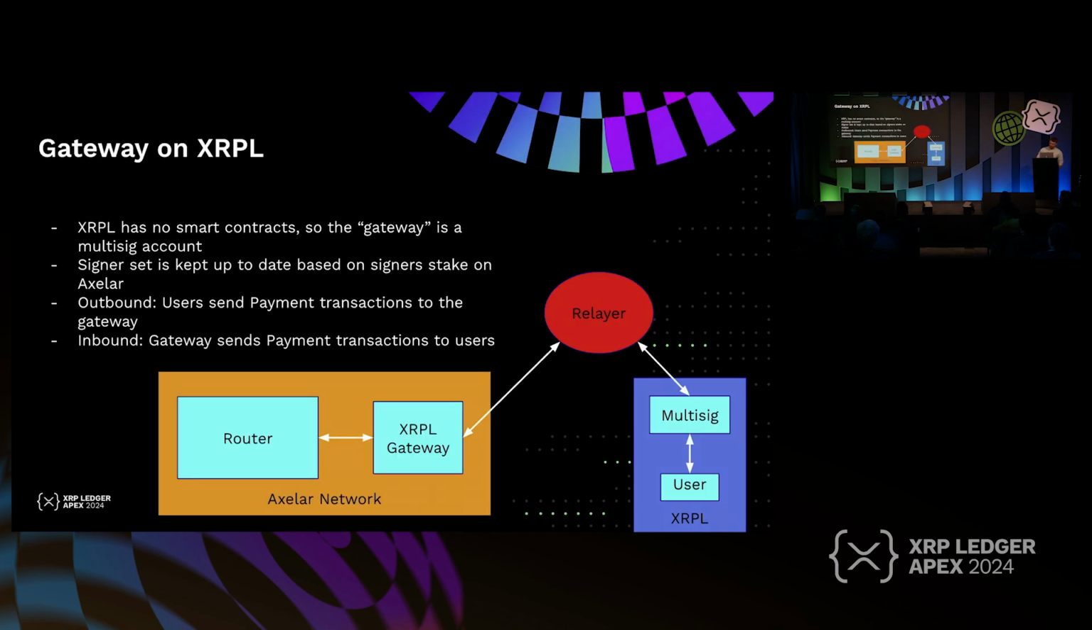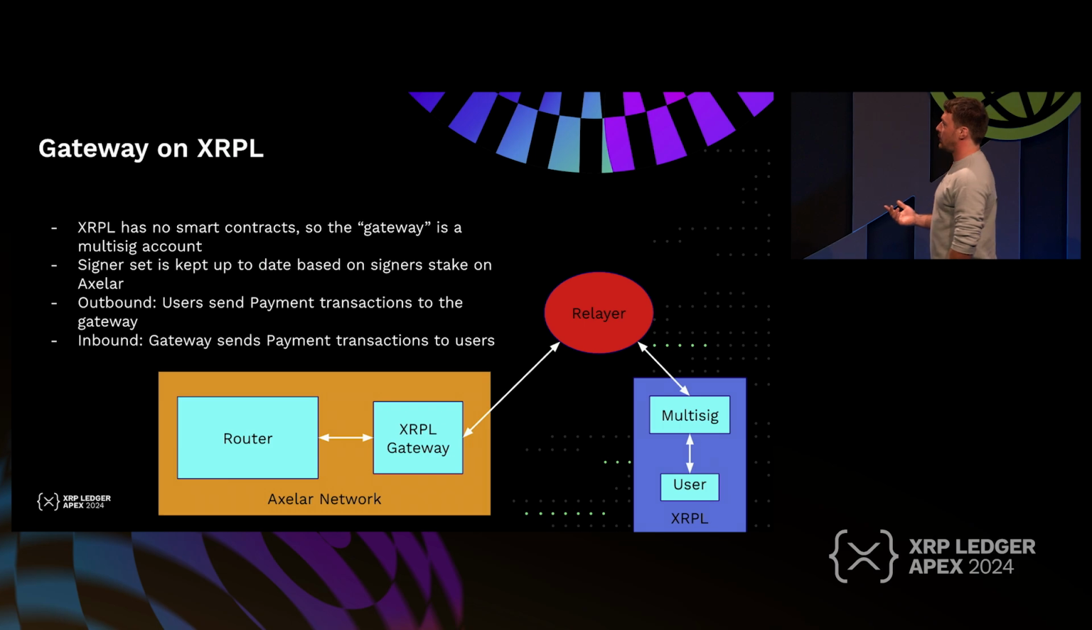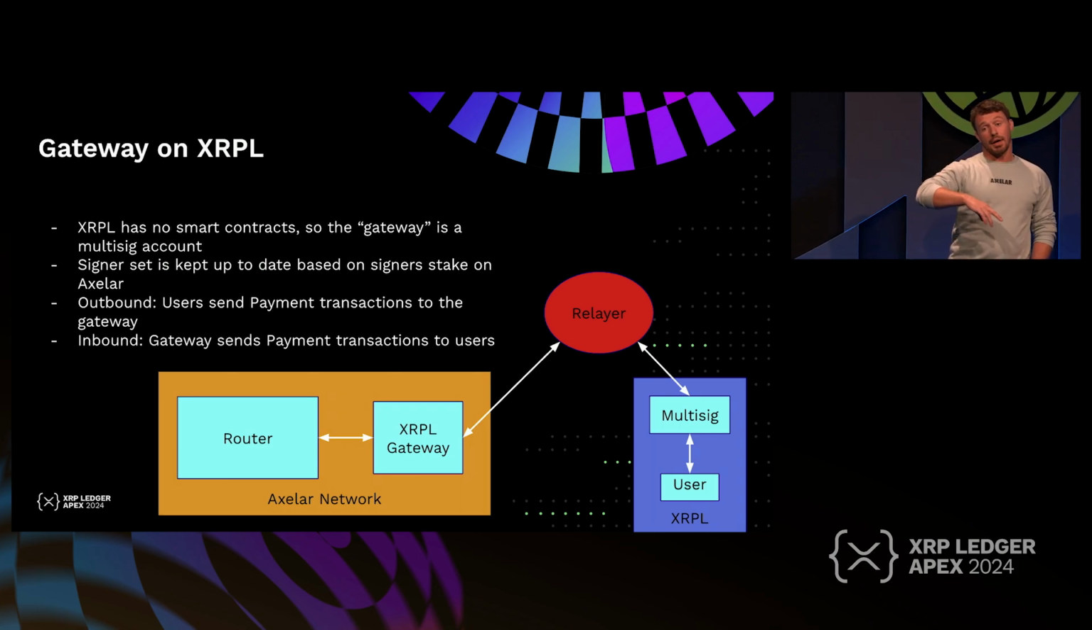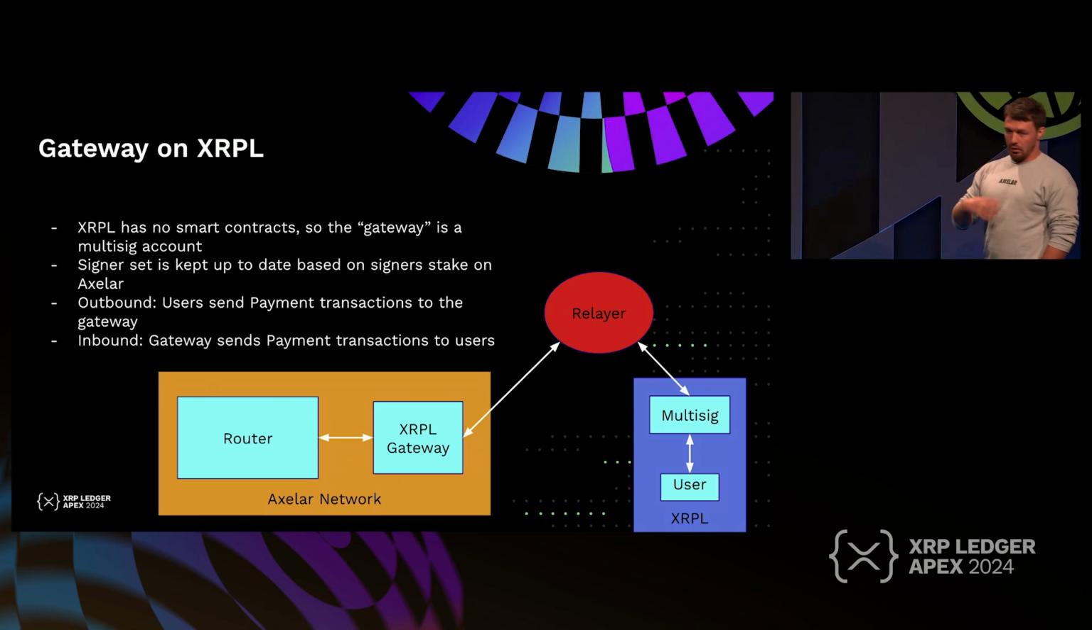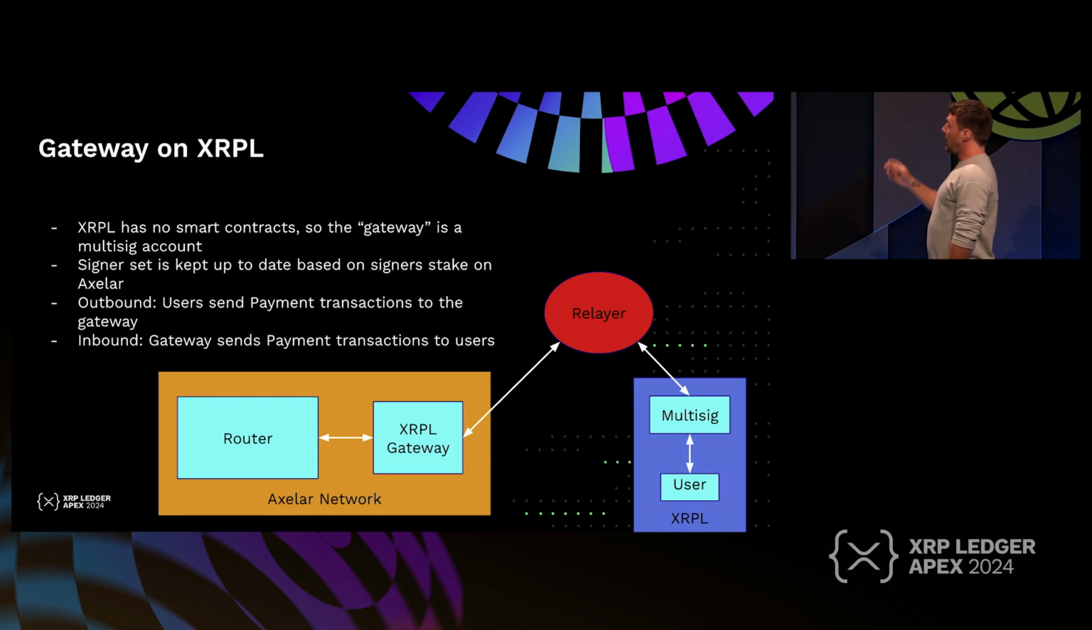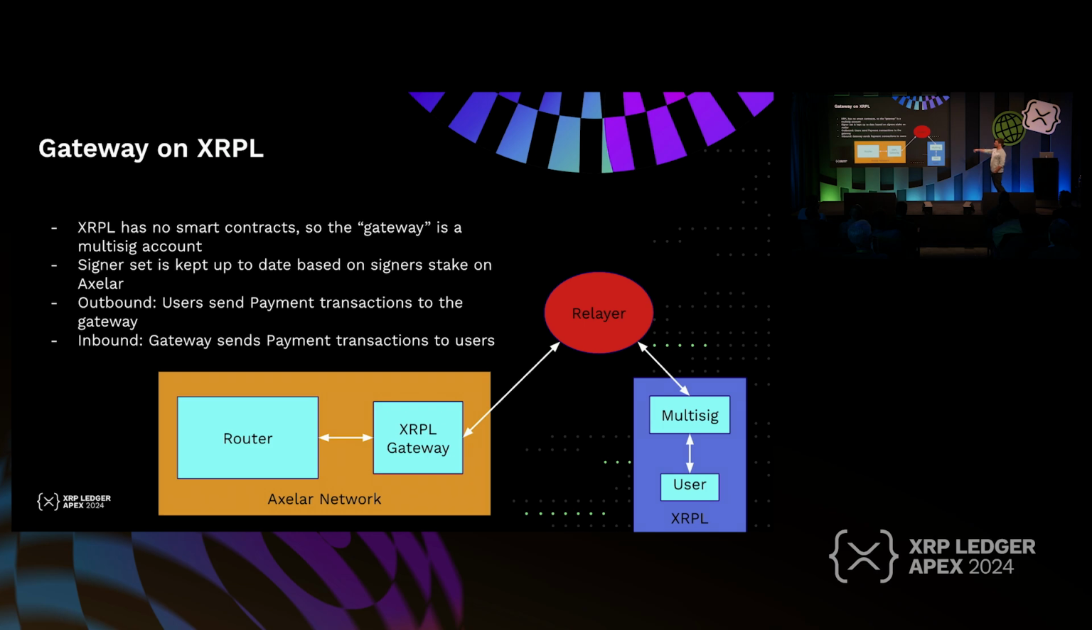So XRP Ledger has no smart contracts, right? So the gateway is just a multi-sig account, right? And the signer set of that multi-sig account is the verifiers on Axelar, the people that have staked on Axelar and are authorized by governance, etc. And they control a multi-sig account on XRP Ledger. And this is kept up to date as it changes.